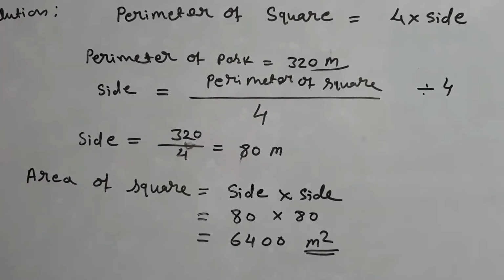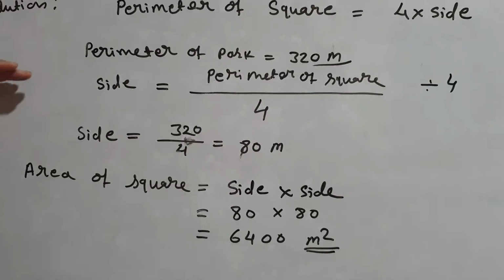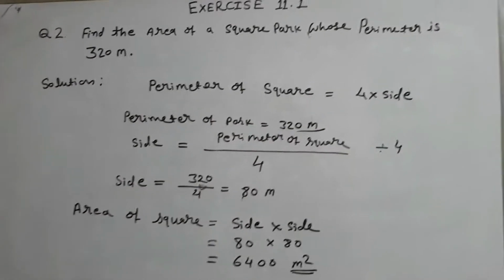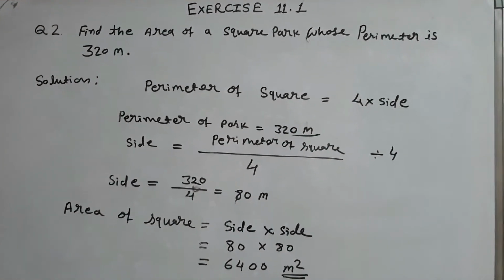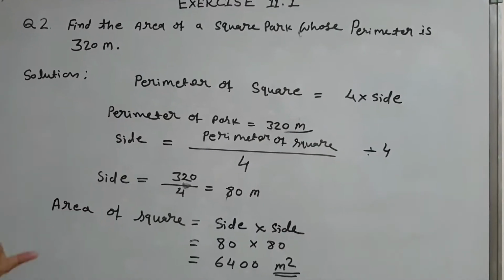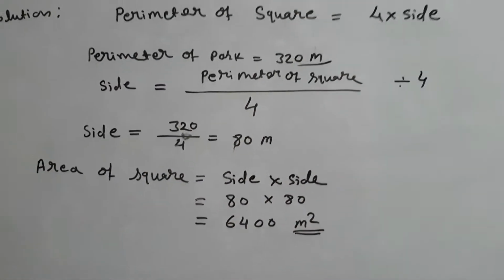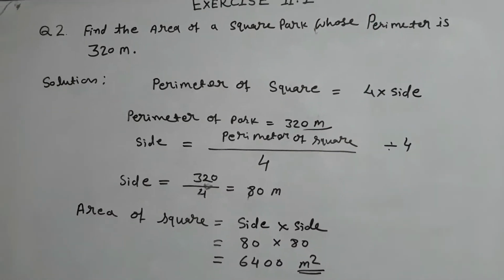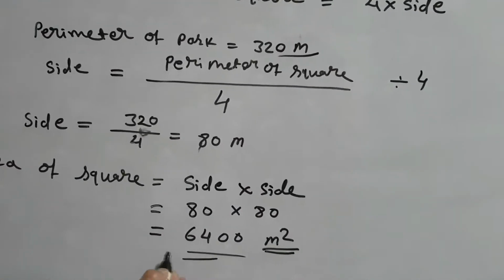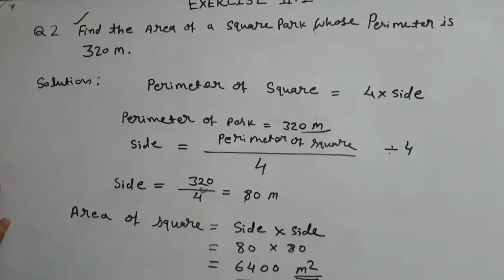This is the unit for the area of the square. Every time you find out the area of a rectangle, triangle, or square, you will have to write the unit in square: square centimeter, square meter. So this is the answer for this question.